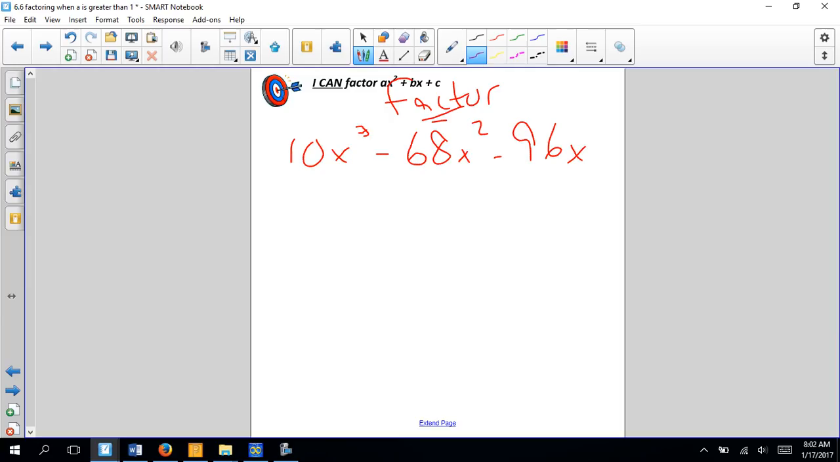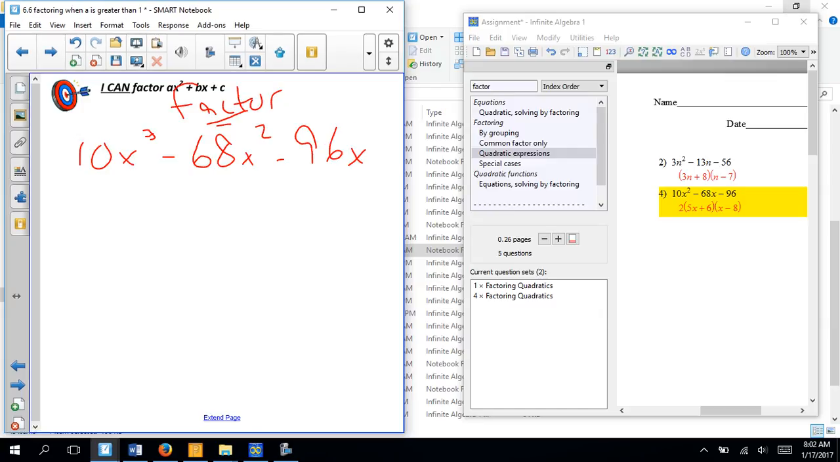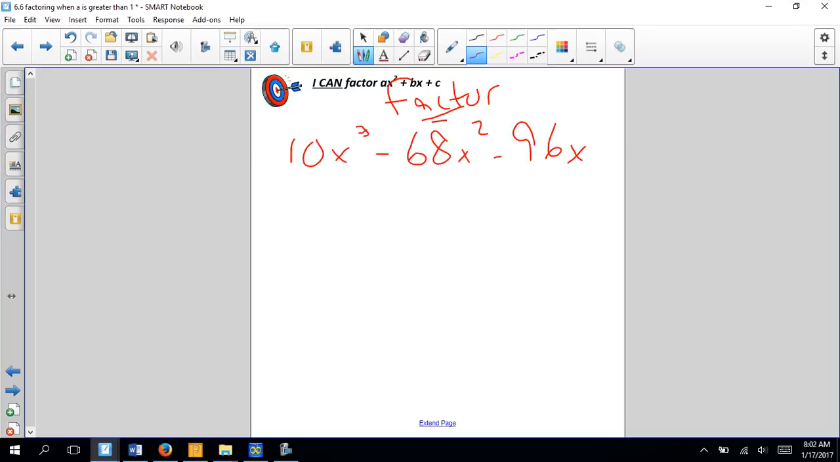If I look at this, I see they're all even, so I know I can divide out a 2. If I keep going back through and looking to see what else there is to pull out, there is no other number that goes into all 3, so I know 2 is the biggest number. I also noticed they all have at least an x, so I'm going to factor out a 2x. So that leaves me with 5x squared minus 34x minus 48.